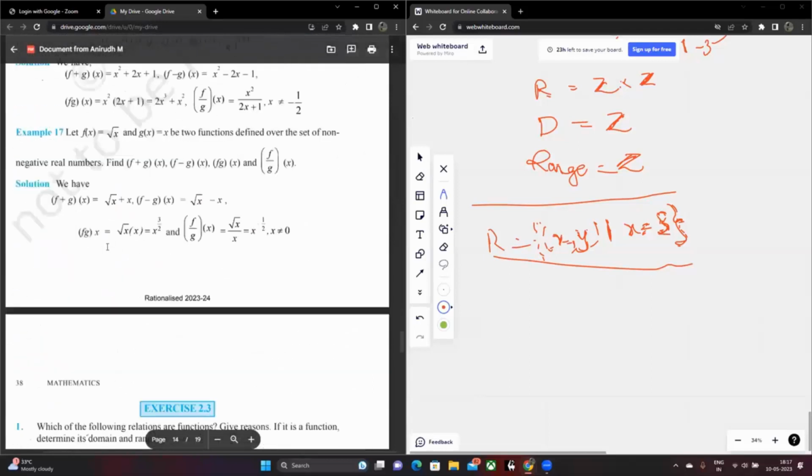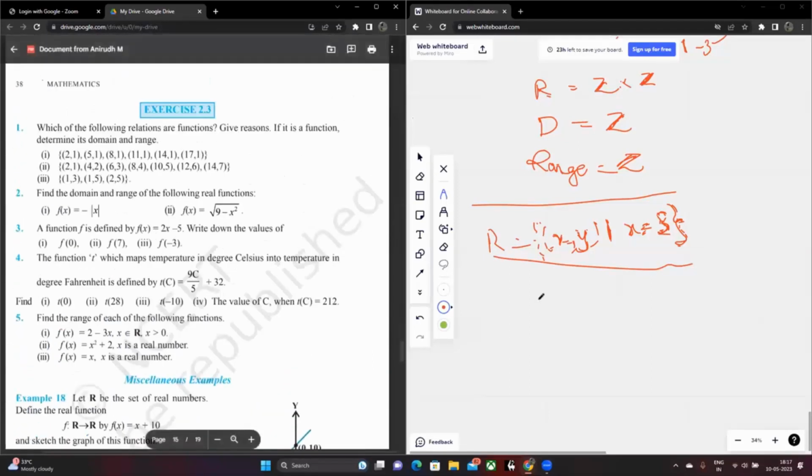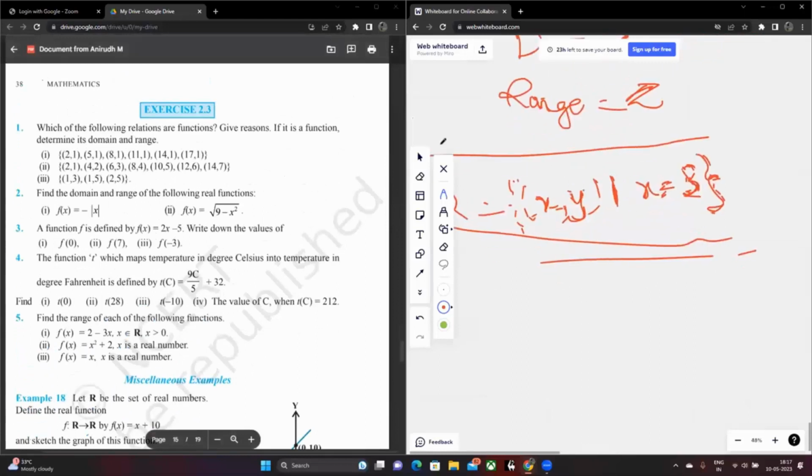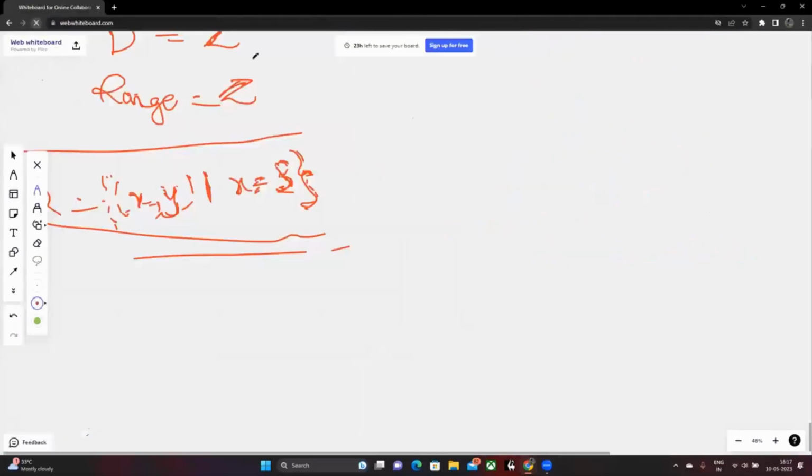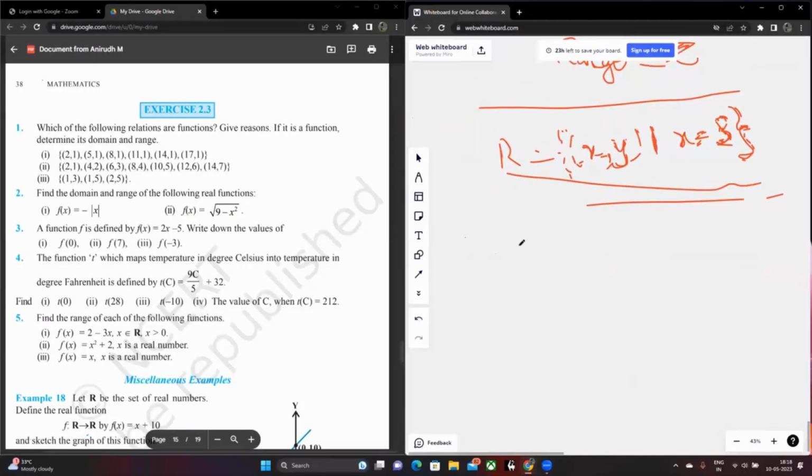And then algebra, and then you have examples, etc. So going to exercise number 2.3, I'll just reload this whiteboard once. And so you have exercise number.